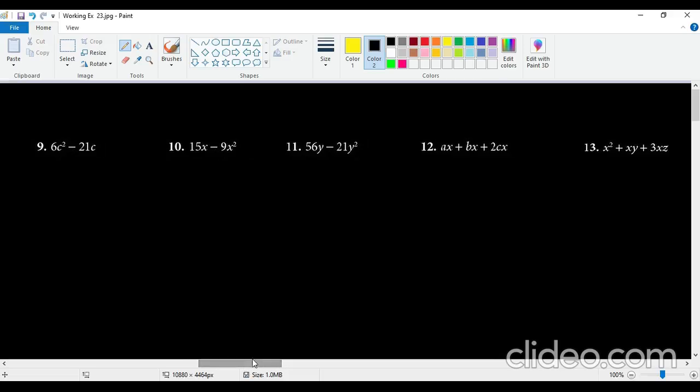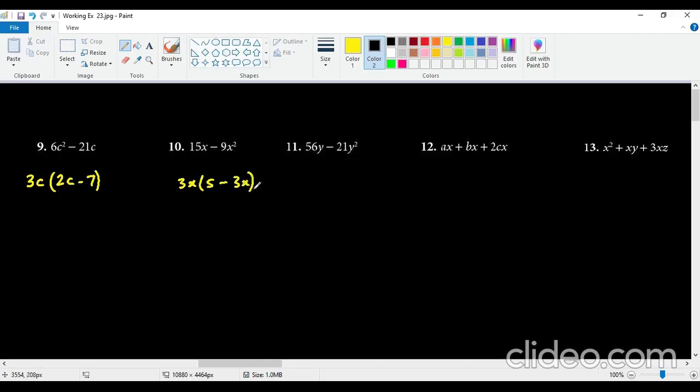Moving on to question number 9, I can see here that we have 3 common and c is also common in both of them. So when 3c is multiplied by 2c, it is going to give you 6c square, and 7 is going to be the other part of it. So these two multiply together to give you 6c square minus 21c. Question number 10, I can see 3 is common and x is also common. So 3 times 5 is 15, and minus 3 times 3 is 9, and x will be in another bracket.